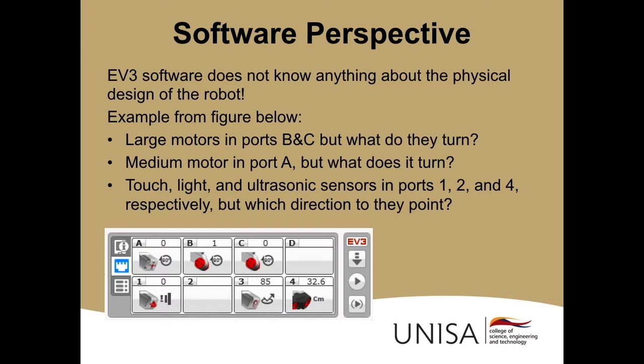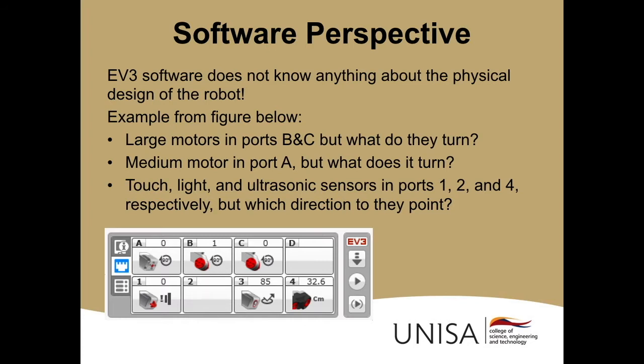And with the touch sensors it is similar. The software has no idea in which direction the touch sensors face. So, or the other sensors too, if the touch sensor is pressed, then has the robot hit an item in the front or the back, or does the touch sensor point up? Or with the ultrasonic sensor, is it pointing to the front, to the back? That distance of 32.6 centimeters that it measures, in which direction does it measure it with respect to the front of the robot?